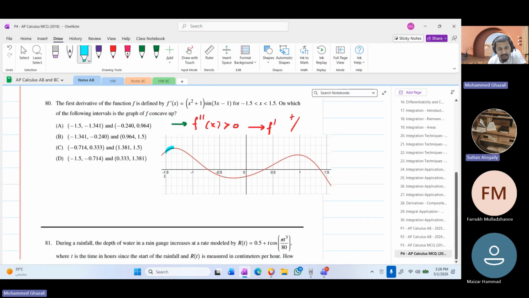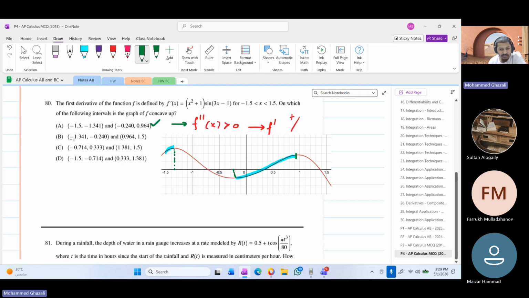We're looking for a positive slope. Yeah, so this is a positive slope, sloping up. But then it stops. So that's one piece here, somewhere there. Then maybe from here it starts again, another slope going up. Then it stops there. So there are only two parts to the answer. Is it A? Yeah. -1.5 to -1.34, -0.24 to approximately 0.96. Yeah, it's A. Right, great.